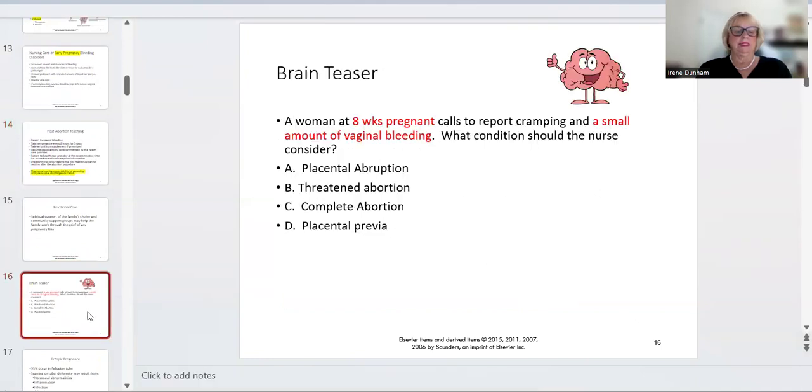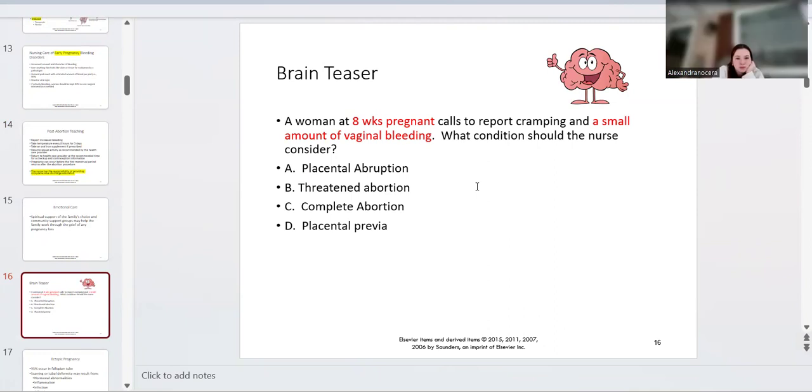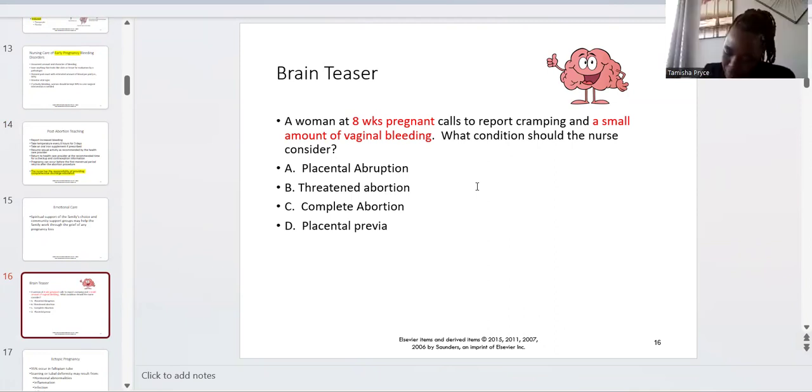Okay. So let's see. Here's our first little brain teaser. Mr. Brainy up here is saying hello to you all. You have a woman who's 8 weeks pregnant, and she calls in to report cramping and a small amount of vaginal bleeding. What conditions should the nurse consider? B is correct.